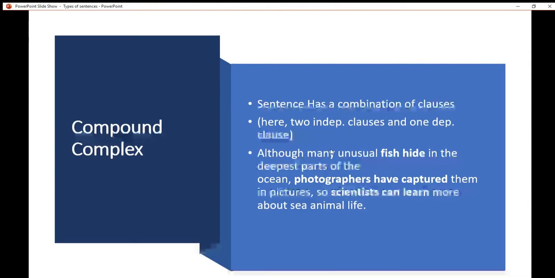So, although many unusual fish hide in the deepest parts of the ocean is independent, and photographers have captured them in pictures is another independent, and so scientists can learn more about sea animal life is a dependent. And we can see that they have a combination of both two independents and one dependent.